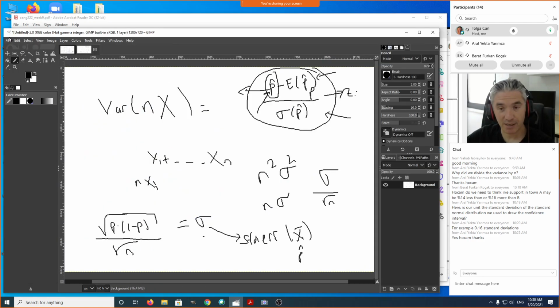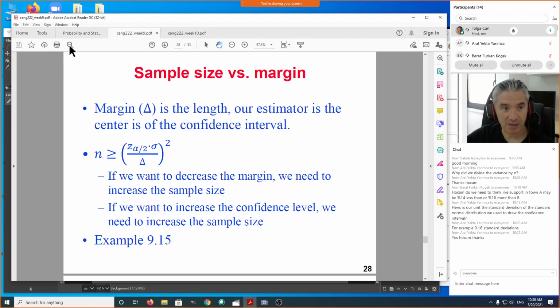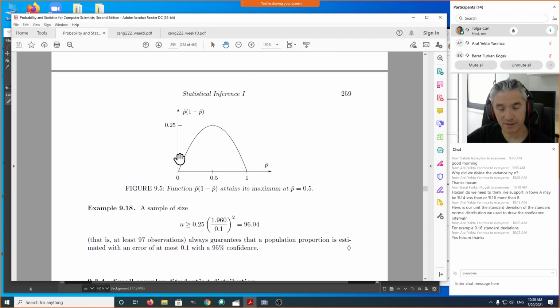But since we don't know it beforehand, this is a bad situation for us. But what we do is we assume the worst case. The worst case of this p times 1 minus p, if you plot this function for all possible values of p, it becomes something like this. So this is the plot of p times 1 minus p as p changes from 0 to 1. These are all the values a proportion can get between 0 and 1. And this is how the variance of individual variables changes as we move p from 0 to 1.